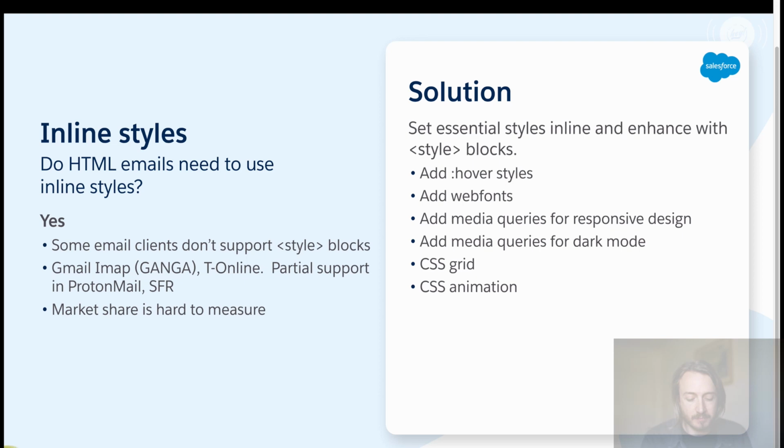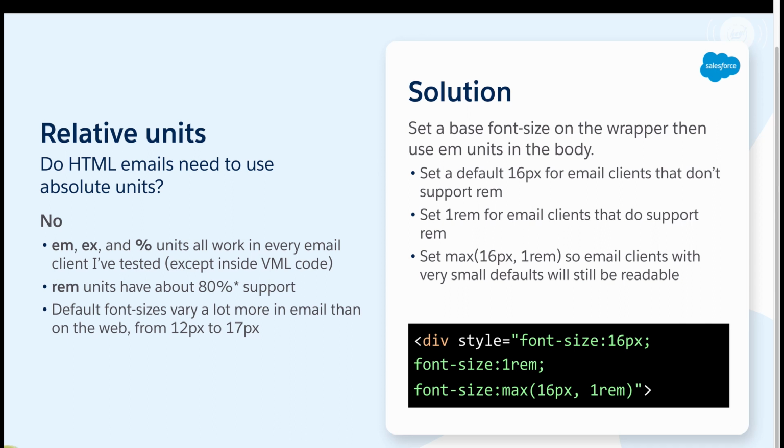Another thing that people say about emails is you can't use relative units, so you have to use absolute units. Well, no, that's not true. Actually, relative units have pretty good support. Things like M, X, and percent units have full support. I've not found an email client yet that doesn't support those, and I've tested a lot of email.